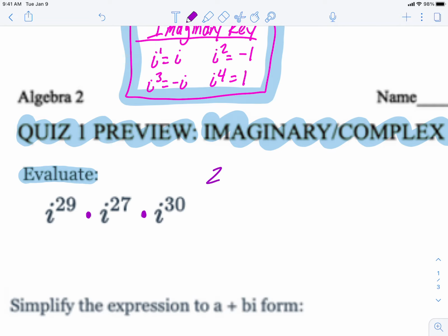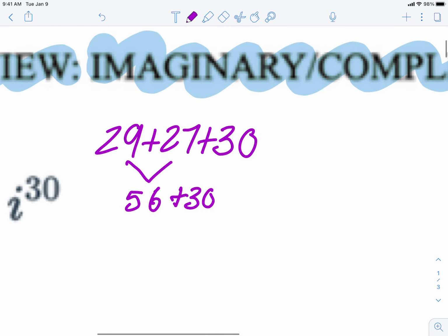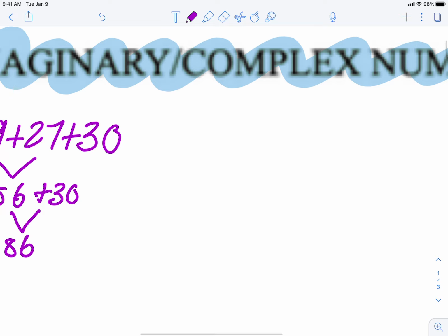I'm going to add those three exponents together over here. I'm going to say 29 plus 27 plus 30. And I can use a calculator. You guys can use a calculator. 29 plus 27 is 56. And then plus 30 is 86. So this 86 is what we're going to divide by 4, right? We always divide by 4.